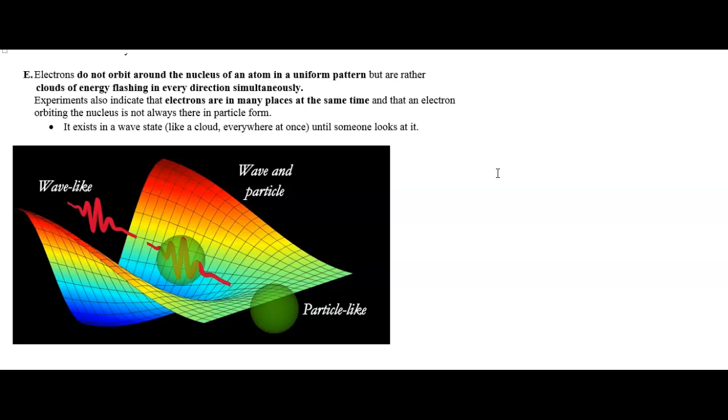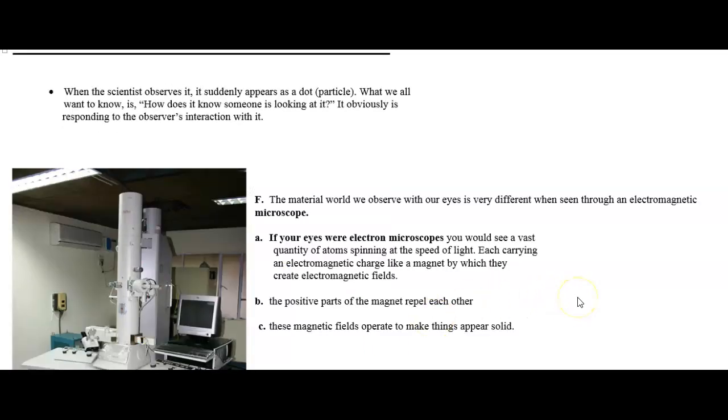And this is really amazing. It's like a wave until someone looks at it. And when you look at it, it becomes a particle. Pretty amazing, actually. Because how does that wave know that someone's looking at it? And we'll talk more about that in the next video. Somehow it knows that someone's looking at it, and they actually know the observer's intent. So that's something to think about there.